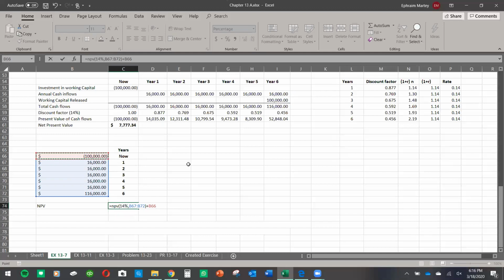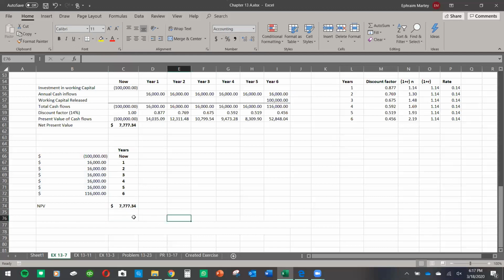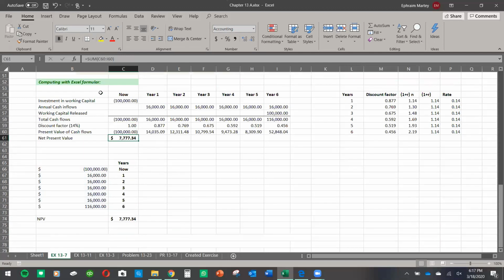You press equal to. Are we going to get the same number? Yes, we have. This one is in percentage, but in dollars. Yes, we have 7,777.34. That's exactly what we have here. So instead of going through all this table, just do it this way, and your life will be so much easier. Right? Makes sense. Great. So yes, that is your net present value.